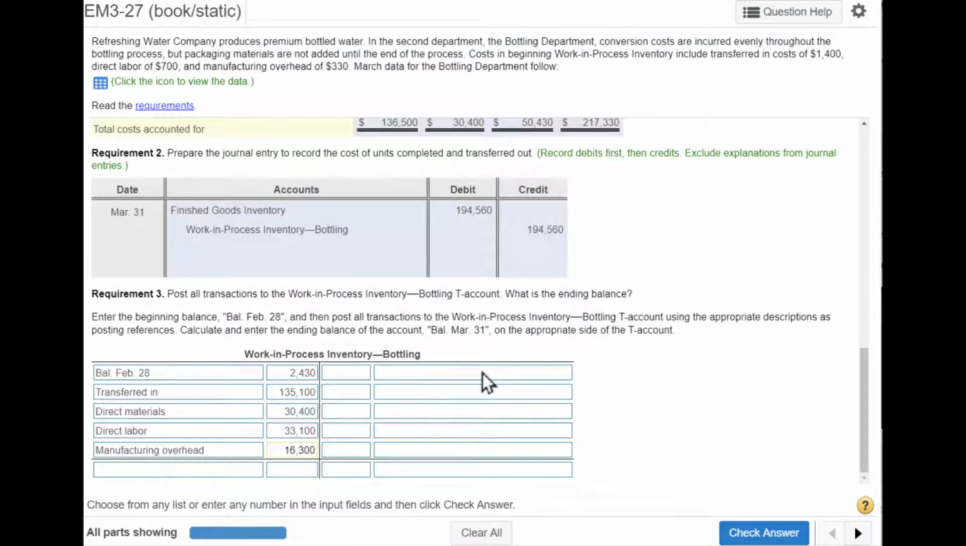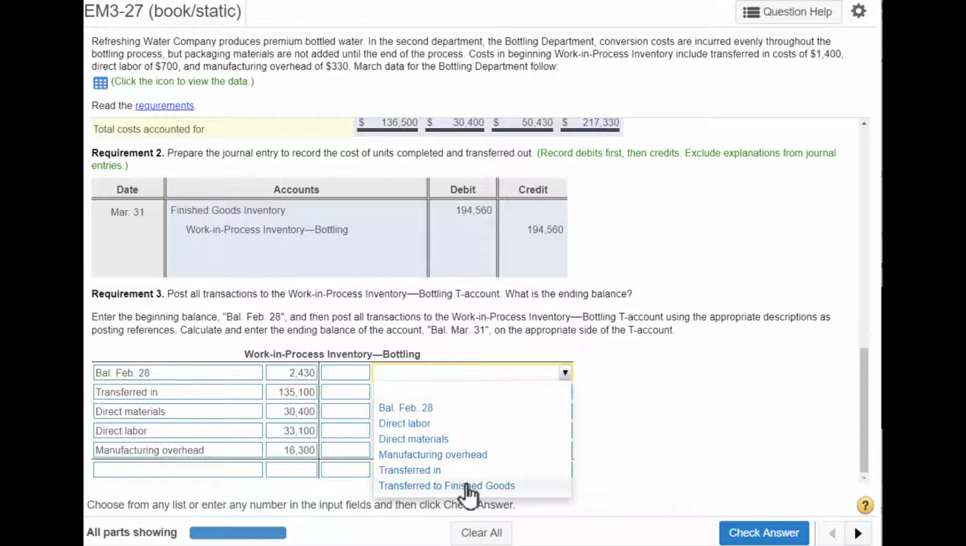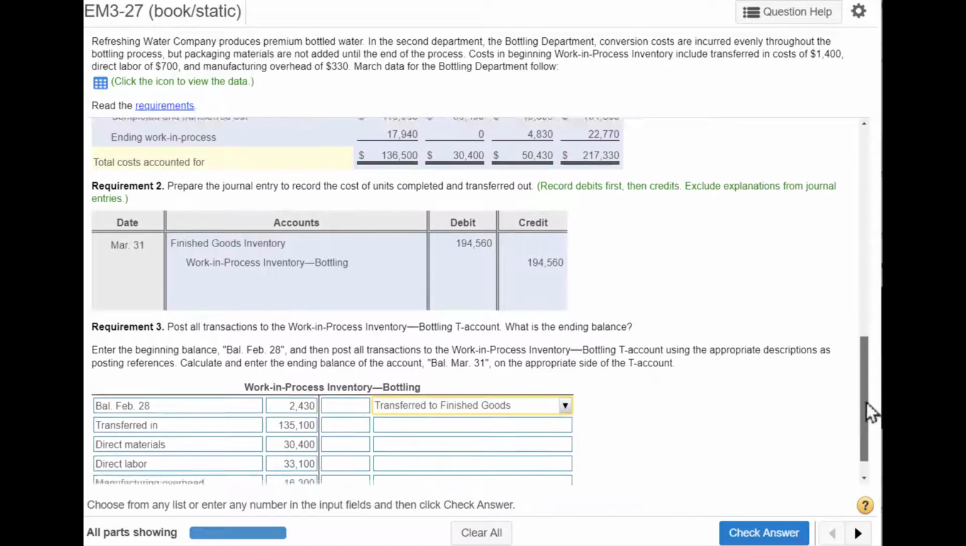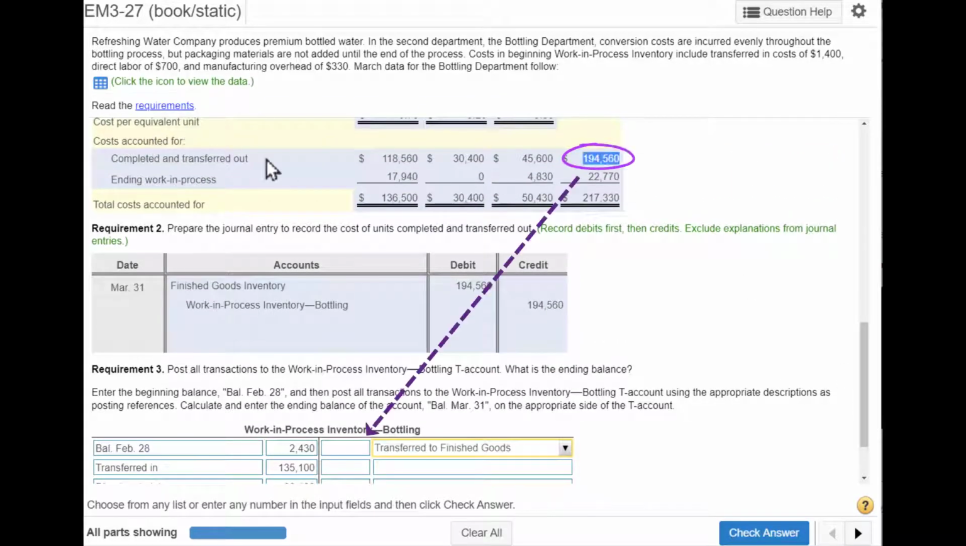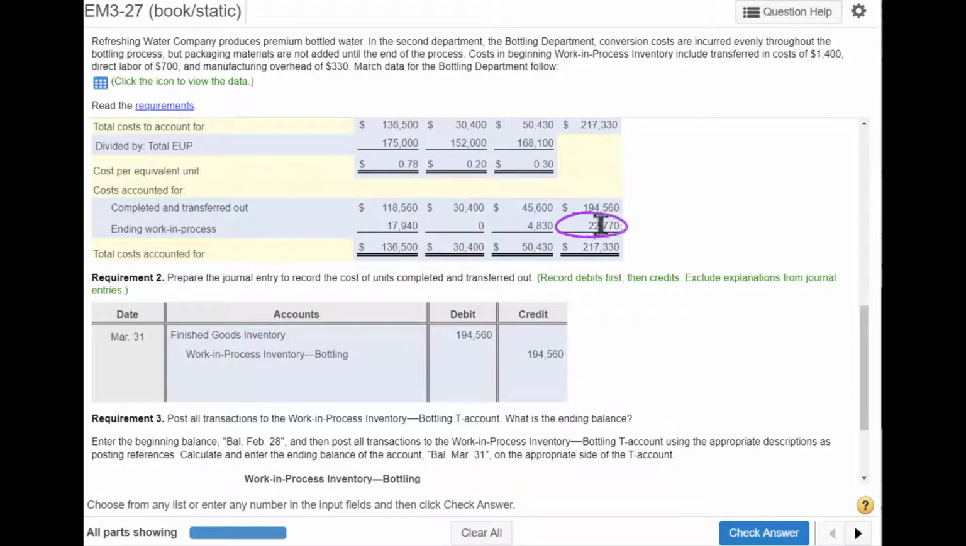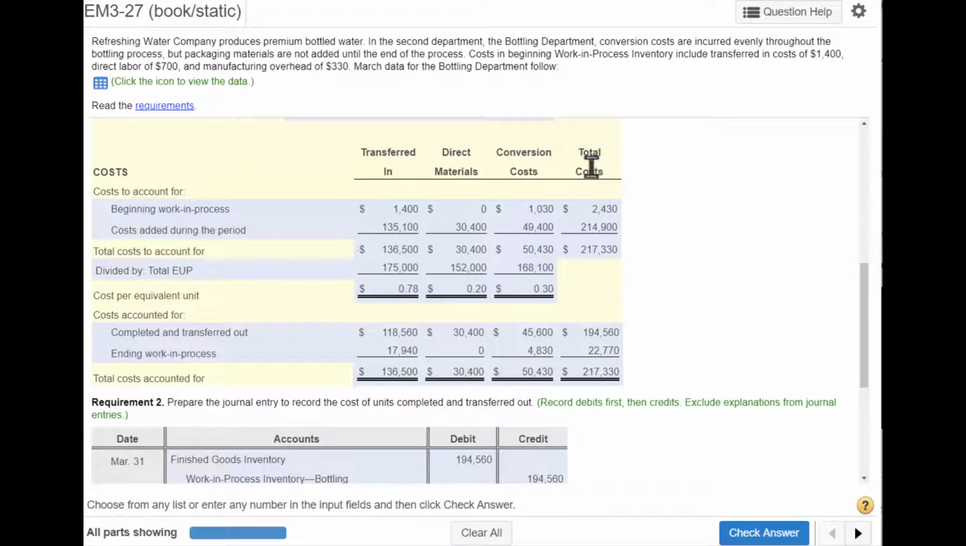Now we need the cost of the units transferred out to finished goods, and we get that number from right here. Completed and transferred out, 194,560. And then we need our ending balance, which we get from right here. Ending work in process. Again, we're working on the total cost column, so 22,770.